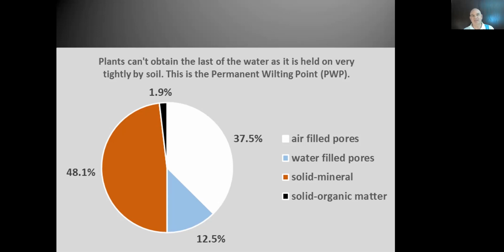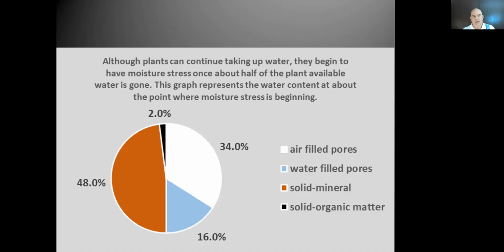The fact is that species vary. Some species are going to be more or less tolerant, but we have that definition. It's a set point based on soil moisture tension, and it's about half of the field capacity. Now, although the plants can continue to take up water, they do begin to have moisture stress at about that point. So this graph represents the water that's being taken up to that point.